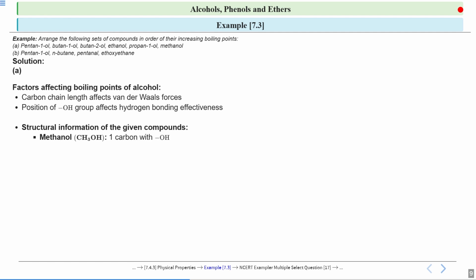First, let us see methanol. Methanol means there is only one carbon atom, and the OH group is attached to that carbon atom. So the OH group is attached to the first carbon atom in methanol. Now see ethanol. In ethanol there are two carbon atoms, and the OH group is attached to the first carbon.